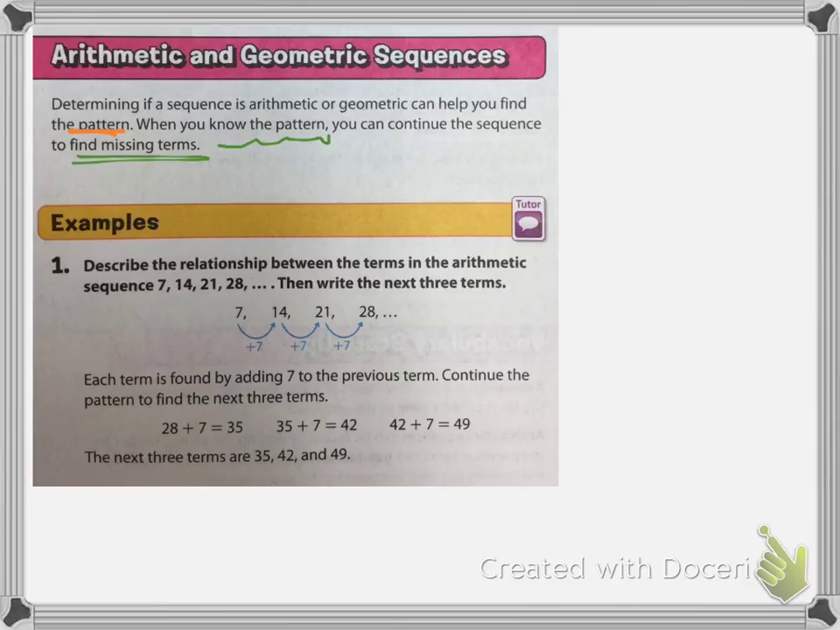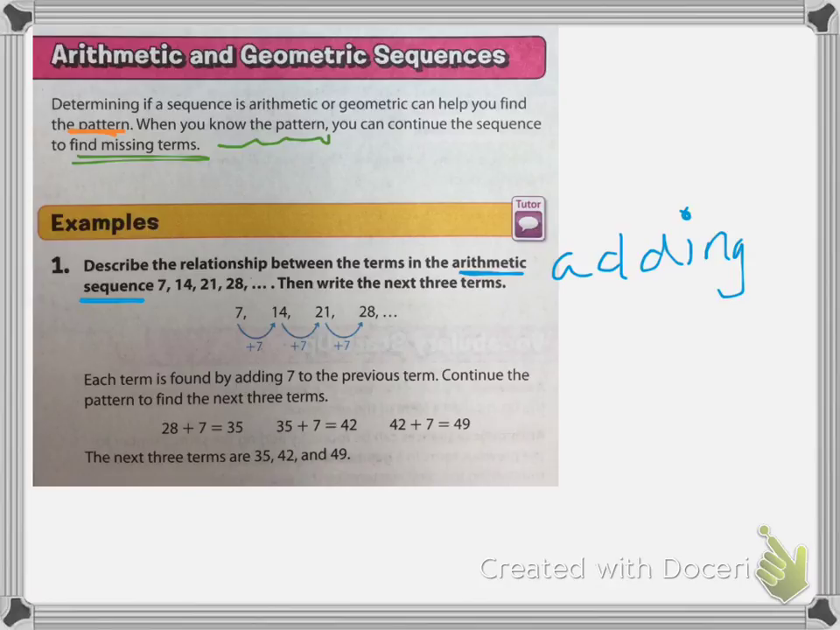In example 1, it says, describe the relationship between the terms in the arithmetic sequence. So immediately, I'd like you to go ahead and underline arithmetic sequence. And off to the side, I want you to write what that means. That means that you're going to be adding. So this is a pattern that you will find by adding. Okay. So then you can also see it says, then write the next 3 terms.